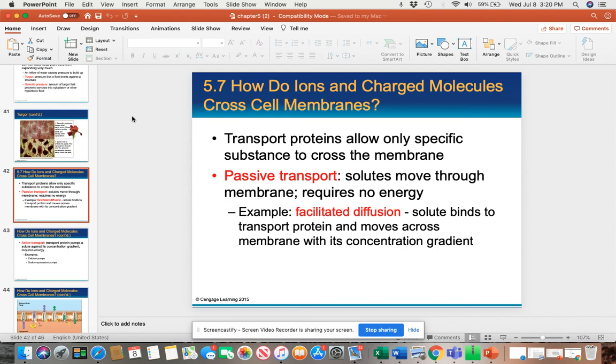Passive transport occurs where different substances or solutes move through the membrane. No energy is required. Sometimes you have facilitated diffusion, where there's actually another substance, such as proteins, that assists in the diffusion across the membrane.